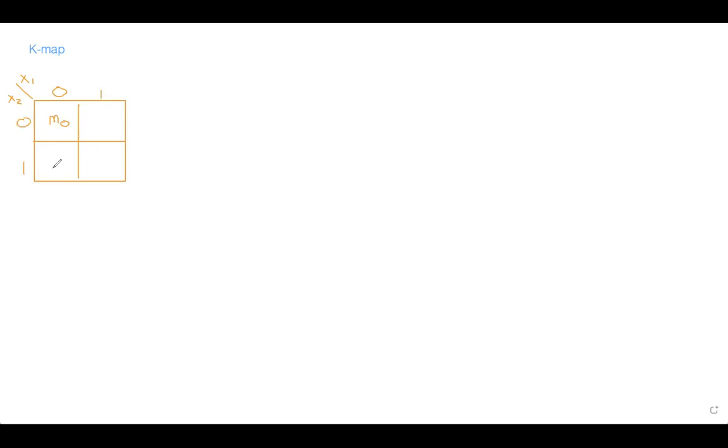And then here it is going to be m of 1 since it's 0, 1. Here it's going to be m of 2 because it's 1, 0. And here it's going to be m of 3 since it's 1, 1. Okay, so that's just a little review of the K-map for one variable by one variable. That'd be that first example, and then we're going to look at the larger K-map.